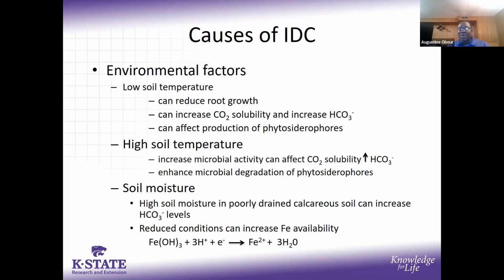Then we have soil moisture. If you have high soil moisture in poorly drained calcareous soils, obviously you are going to have high bicarbonates in the soil that can impact availability of iron. On the other hand, under reduced conditions, we can actually increase iron availability too, because the form of iron that is favored is iron 2, and this is more soluble than iron 3. Actually, under flooded conditions in some areas, we can have iron toxicity occurring because of this process.